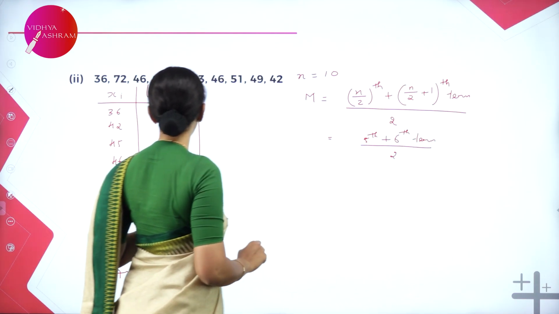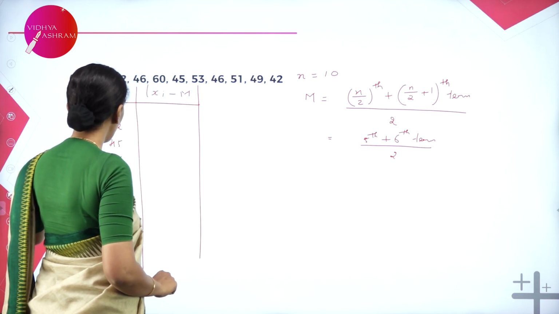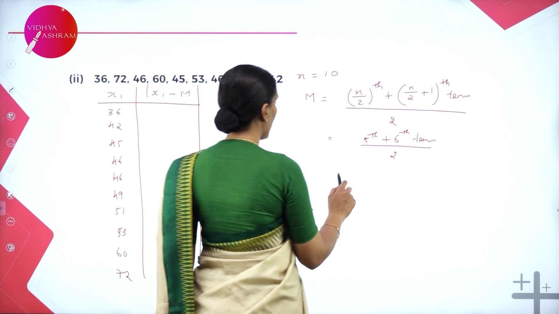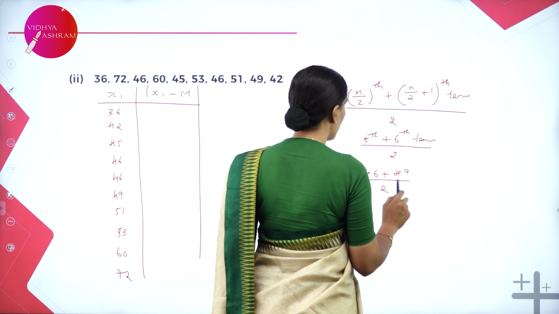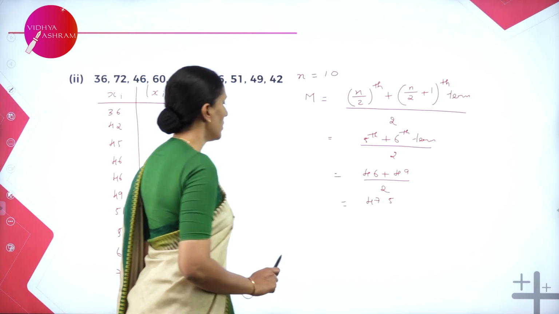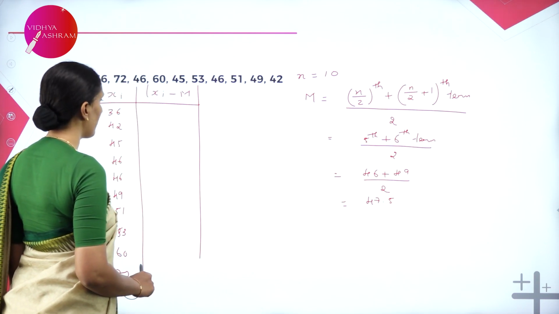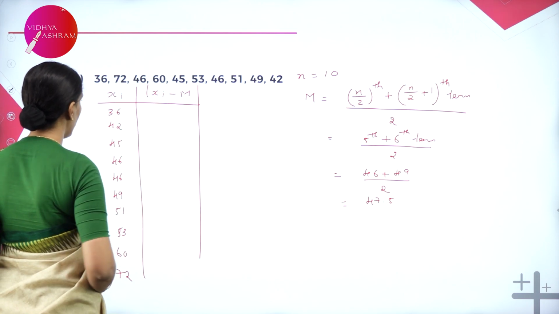So what is the 5th term here? 1, 2, 3, 4, 5, 6. 5th is 46, 6th is 49. So 46 plus 49 divided by 2. So we get the median as 47.5. So now m is equal to 47.5. So subtract 47.5 from all the observations here.